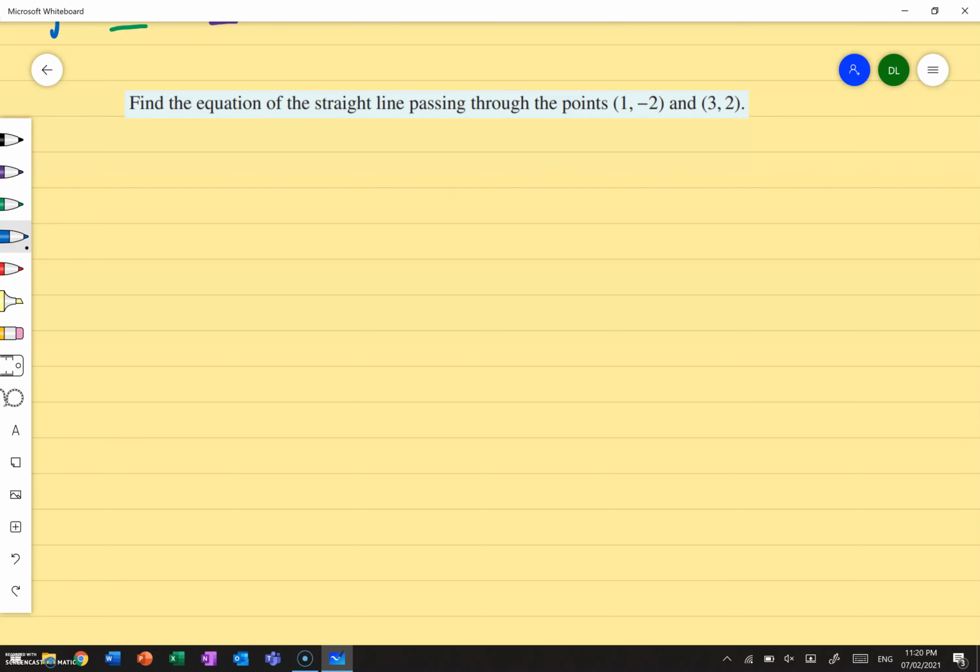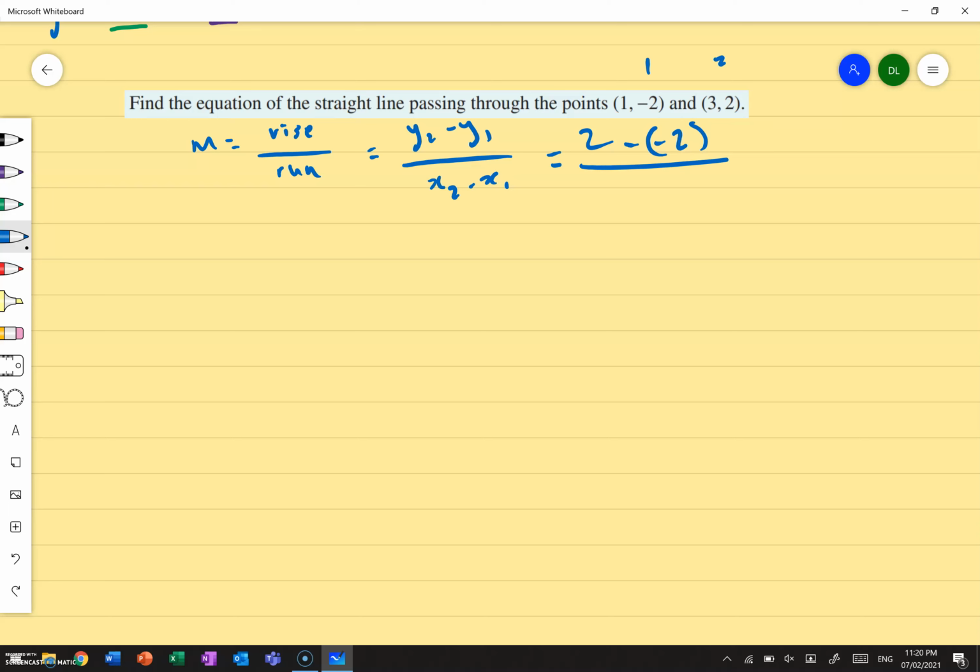So I've got the points 1, -2, and 3, 2. I'm going to use our formula for our gradient, where rise over run gives our m. So I've got rise, or in other words, y2 take away y1 over x2 take away x1. y2 is 2, if we're allocating this as coordinate 2, and this is coordinate 1. So 2 take away -2, leaving that in brackets, and then x2, which is 3, take away 1. That gives us 4 over 2, which gives us 2, and therefore m equals 2. Bam, that's our first bit of information, okay?